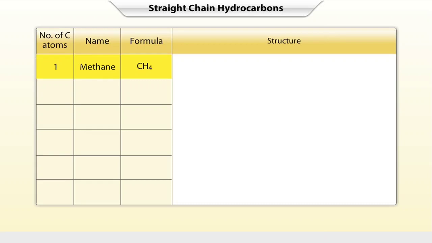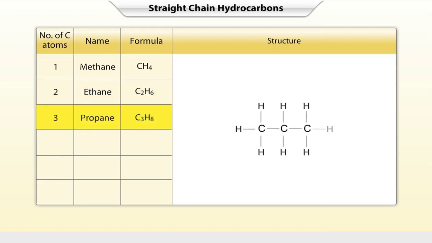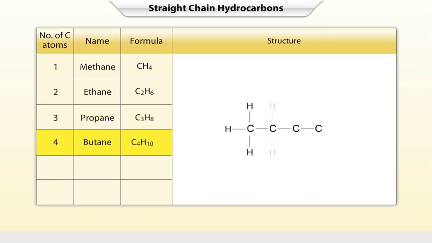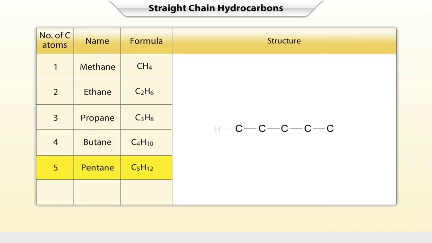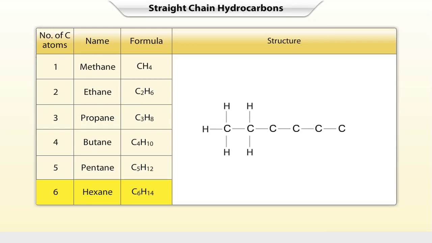The methane molecule contains 1 carbon and 4 hydrogen atoms. Ethane contains 2 carbon and 6 hydrogen atoms. Propane has 3 carbon and 8 hydrogen atoms. Butane has 4 carbon and 10 hydrogen atoms. Pentane has 5 carbon and 12 hydrogen atoms. And hexane has 6 carbon and 14 hydrogen atoms.